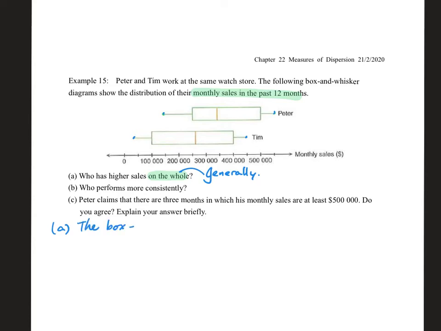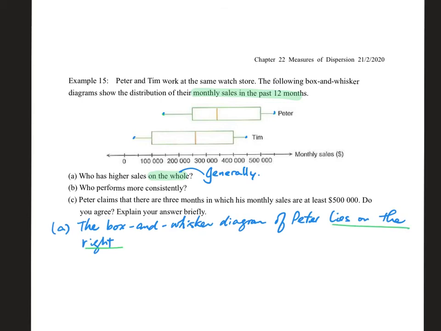So that's why I can use a very simple word to represent it. I would say the box and whisker diagram of Peter lies on the right, because we are talking about the general picture only. Okay, lies on the right will be the keyword. Lies on the right of that of Tim. So in general, I would say Peter has higher sales on the whole.